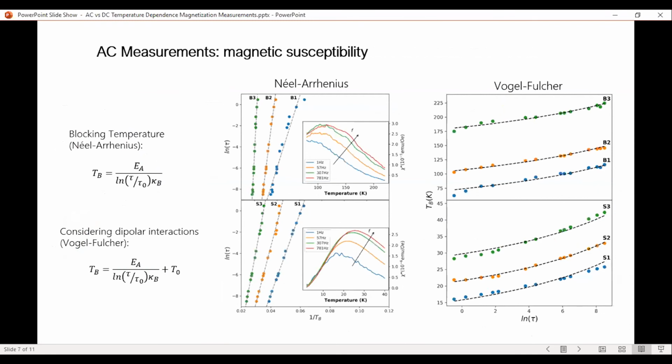The next typical analysis that is done for AC measurements is the magnetic susceptibility. And this we analyze with the Néel-Arrhenius law, which doesn't include dipolar interactions or any other type of interactions in the analysis. So we employed the Vogel-Fulcher analysis to address that component, which I'm going to rewrite here this way to resemble the previous function that we employed for DC magnetization.